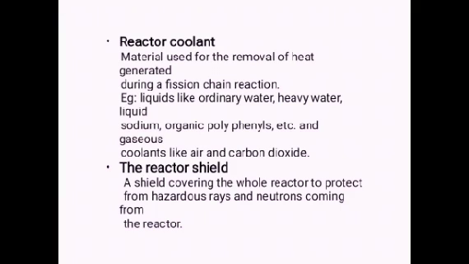The last one is the reactor shield. The reactor shield is a shield covering the whole reactor, which protects the person in the vicinity from hazardous gamma rays and neutrons coming from the reactor. High-power reactors generally have two shields. The first one is a thermal shield made of a few inches of iron or steel close to the core and which can be readily cooled.